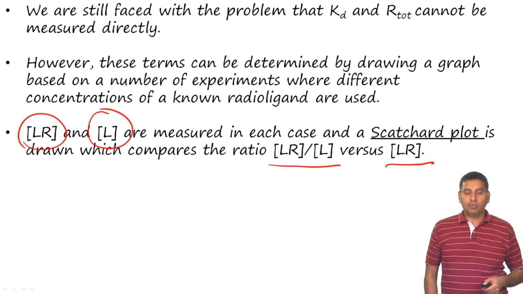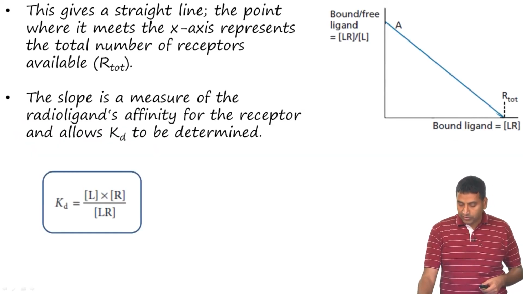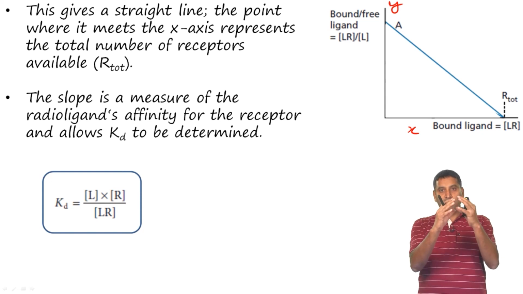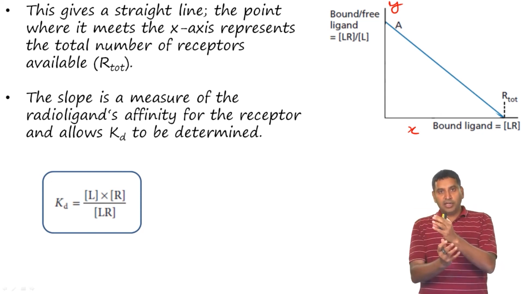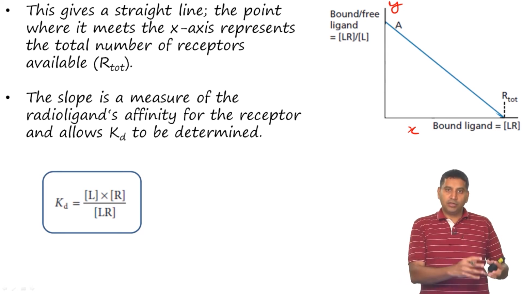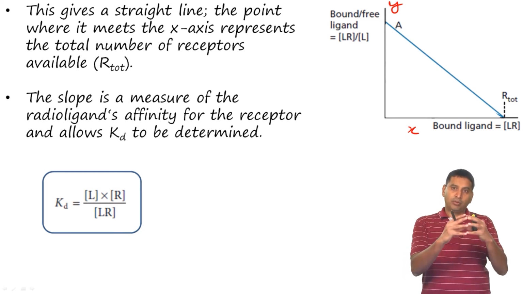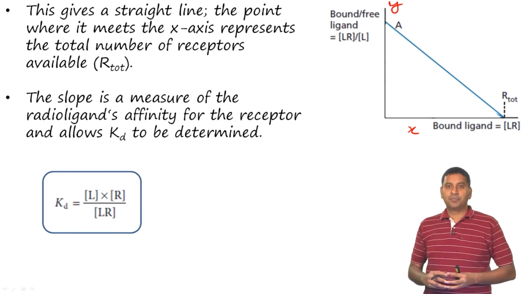Now, let us look at what happens when we do this. On the y axis, and this is the x axis, on the y axis is the concentration of the bound ligand, that is Lr, divided by the concentration of the free ligand. And as we have looked at earlier, using this radioactive experiment, we can find out the concentration of the bound ligand and the concentration of the free ligand.